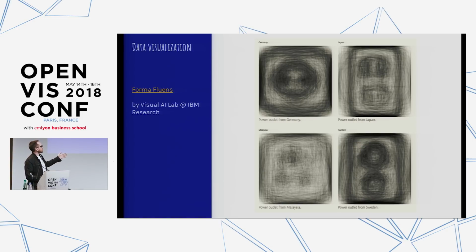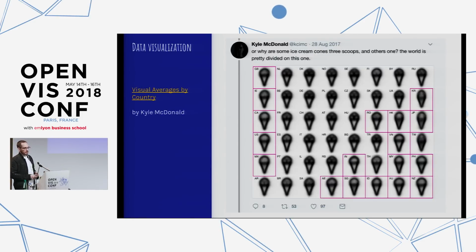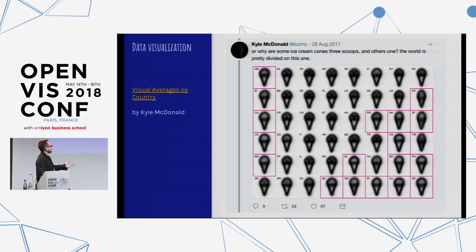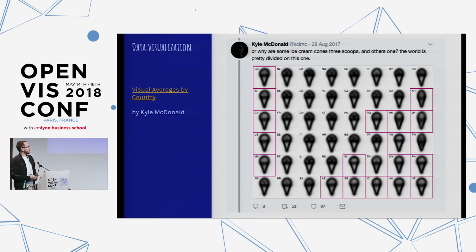So for something like power outlets, which vary a lot region to region, you can see here pretty clearly that people represent them differently, depending on where they're from. And Kyle McDonald took this concept of visual averages to an extreme in this epic tweet storm, where he shared a bunch of visualizations like this. So here, ice cream, right? Many countries believe ice cream cones have a single scoop of ice cream, and other countries believe there are 3 scoops, and I won't make a value judgment.